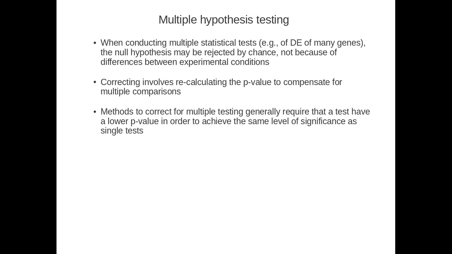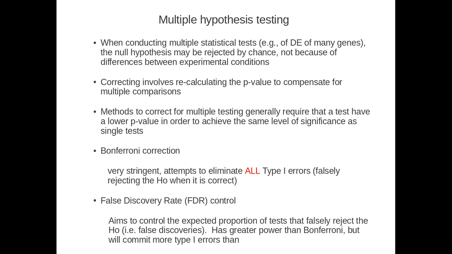So, the general outcome is that most of these methods require that a test have a lower p-value in order to achieve the same level of statistical significance as a single test. Two methods that we can illustrate are, first, the Bonferroni correction. This is not something that's generally applied in genomic research because it's too stringent.